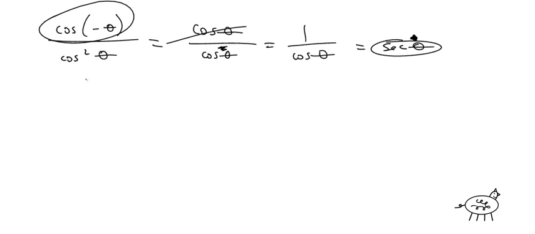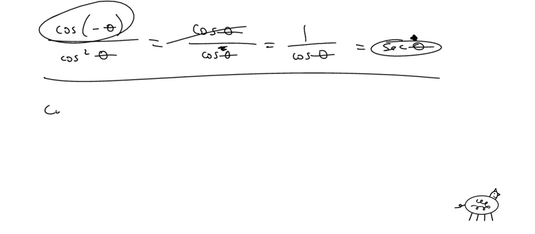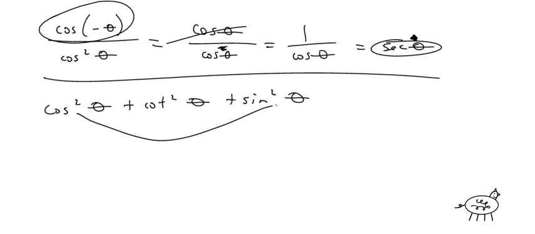Okay, and the last example is going to be cosine squared of theta plus cotangent squared of theta plus sine squared of theta, and you've got to simplify that. Now what you should do is recognize, hey, there we go, I've got an identity right off the bat. Sine squared plus cosine squared is 1, so it's 1 plus cotangent squared of theta. And that's another identity too. That's equal to cosecant squared of theta.